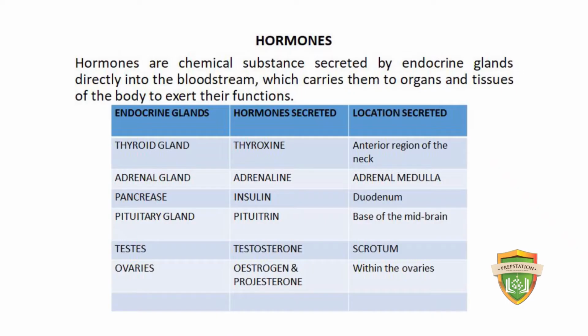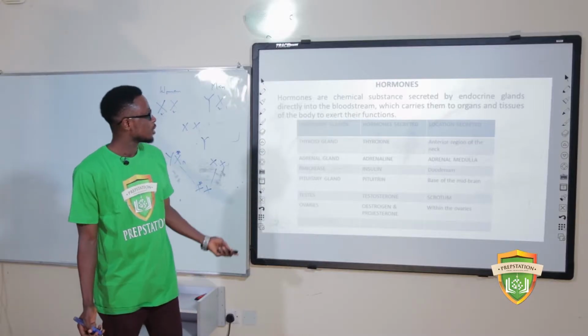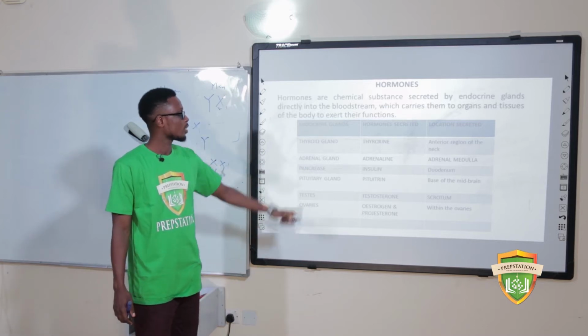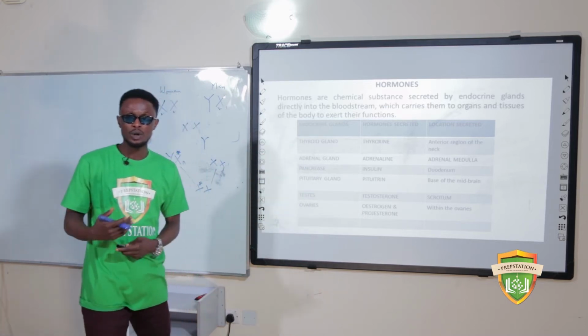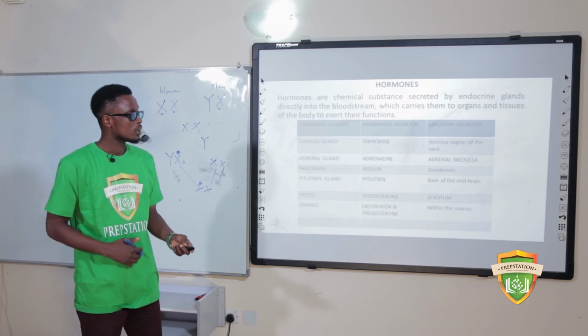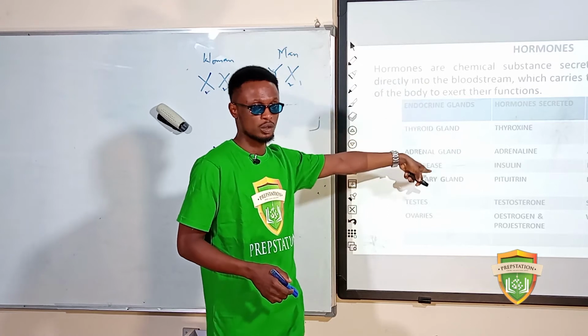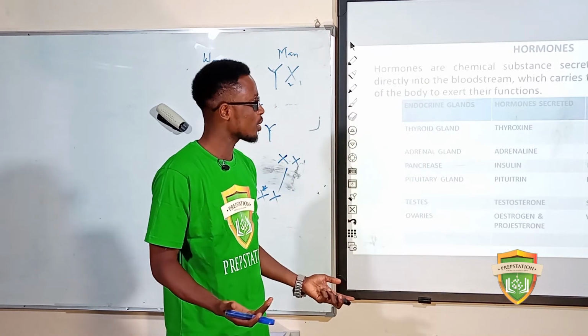Now the next thing we'll treat, hormones. Now hormones are what? A chemical substance secreted by endocrine glands directly into the bloodstream, which carries them to organs and tissues of the body to exert their functions. Now, endocrine glands secrete what? Hormones. To secrete it directly to the what? To the bloodstream. To make sure it gets to the organ in which it will be able to perform its function. It will not just secrete and leave it there.